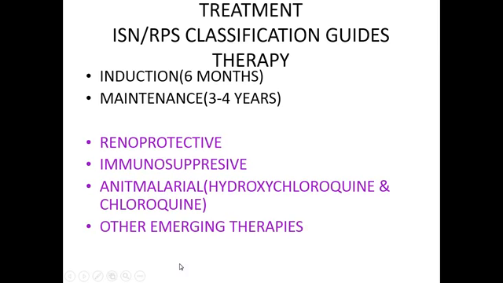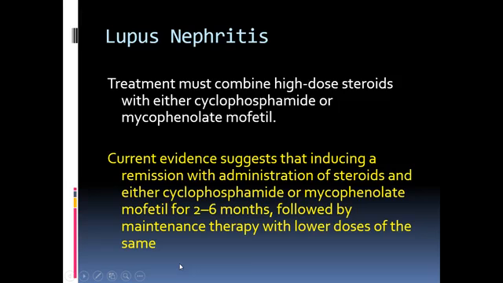So it includes your immunosuppressives. You need to give adjuvant therapies like hydroxychloroquine. You need to manage their blood pressure. But there are emerging therapies also, which are rituximab and other anti-cytokine therapies. So I'll just skip this lupus nephritis.